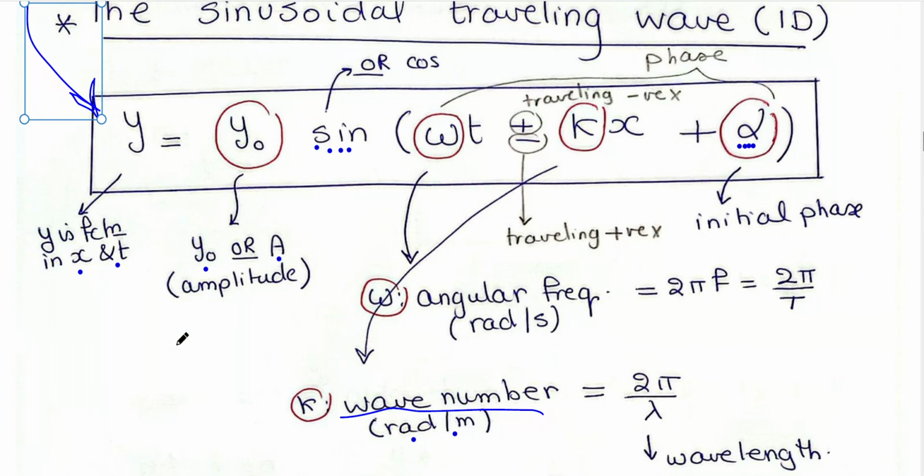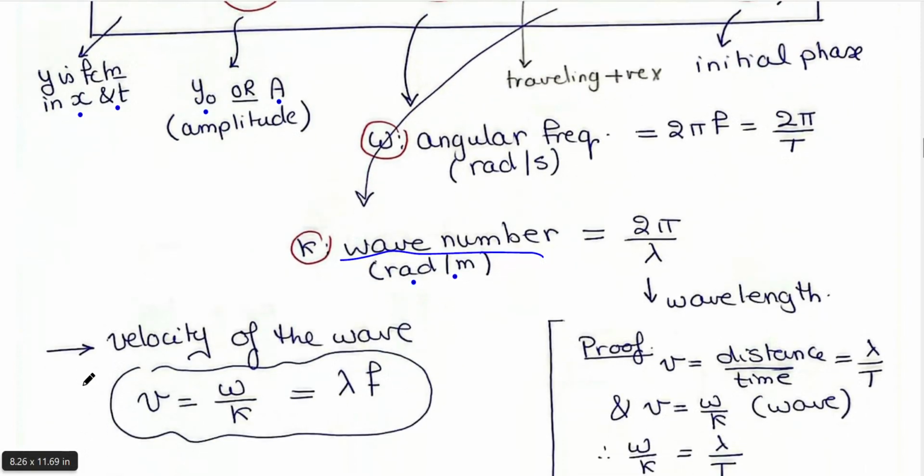But we know something else, that the velocity equals omega over k or lambda f. If you remove omega and put 2 pi f, and you remove k and put 2 pi over lambda, it will be lambda f. We want to prove this relation. This is the new relation we have. What is the relation between the wave number and the wavelength?